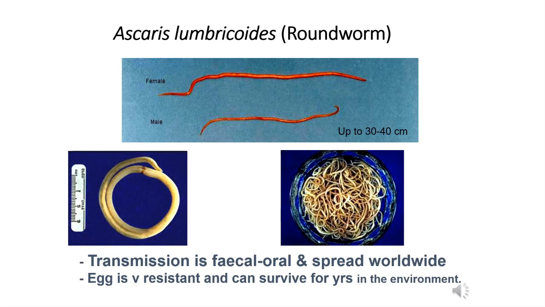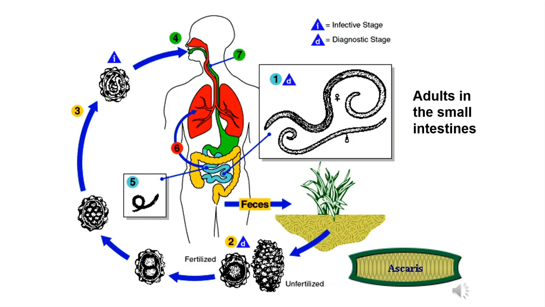Ascaris lumbricoides, the roundworm. Now, this is the roundworm of man, and it can be as large as 30 to 40 centimeters, male and female. The female is larger, and you can see it collected in a dish in the picture here. And this is the roundworm of humans. The roundworm has a similar life cycle to the prior 2 worms. It's by the fecal oral route.